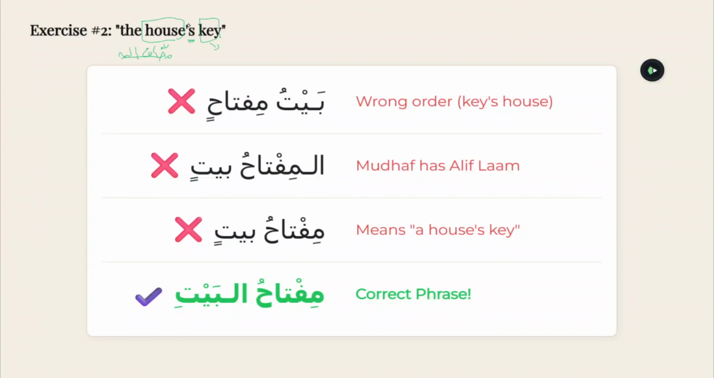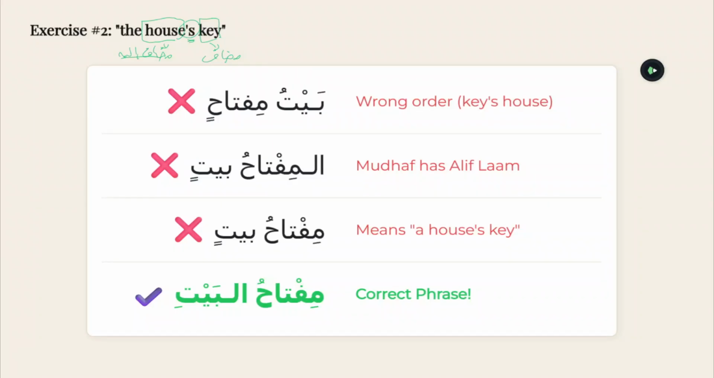And I told you if it comes before the apostrophe s, that's the possessor, and the second word will be the mudaf. This is as opposed to saying the key of the house. If you use a different phrase in English, the key of the house, now the first word is the possessed, the key, and the house is the possessor. Okay? Now that we know our mudaf and mudaf ilayh, let's apply.